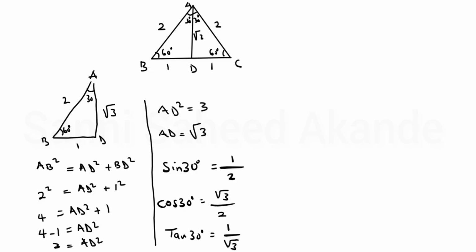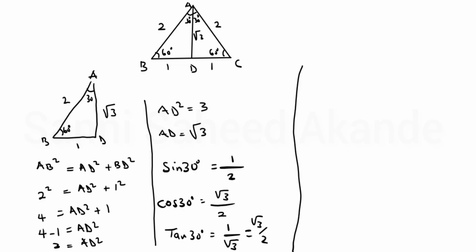But if you rationalize this 1 over root 3, you are going to get root 3 over 3. Is that okay? So both answers are equal. If you press 1 over root 3 in your calculator and you also press root 3 over 3, you are going to get the same answer actually. So let's continue. So those are the sin 30, cos 30 and tan 30.